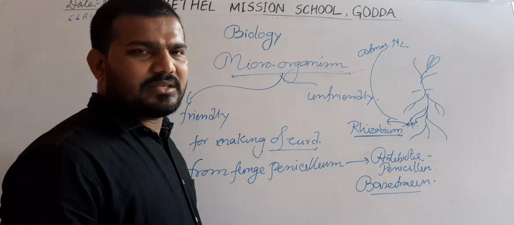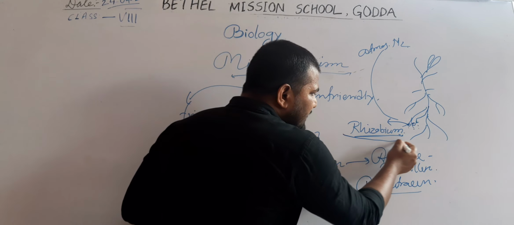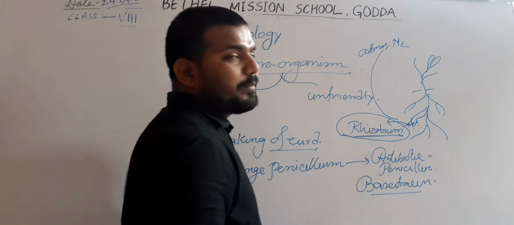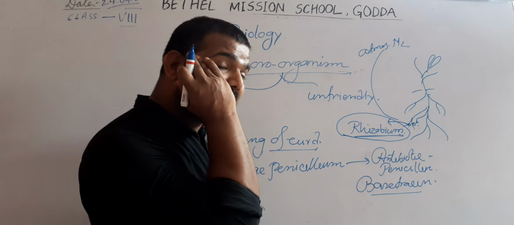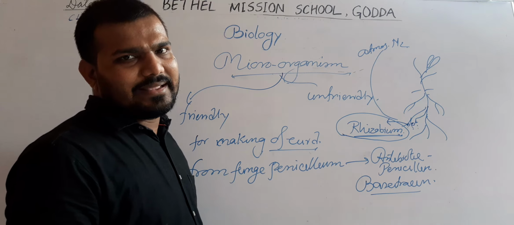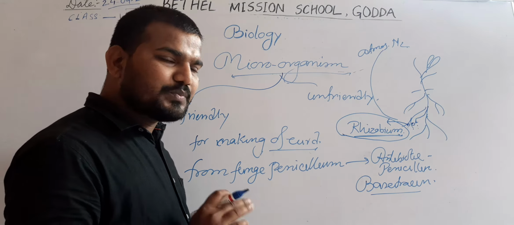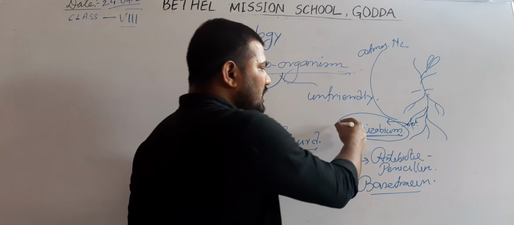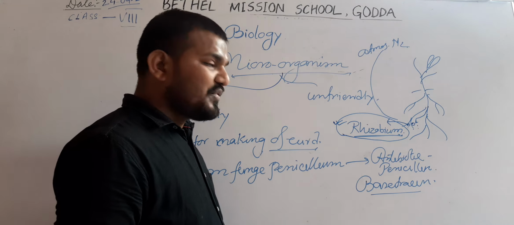So in the ninth one, the symbiotic bacteria rhizobium can fix atmospheric nitrogen. Next, similarly, blue-green algae can also fix atmospheric nitrogen. So these are two which help in increasing soil fertility.